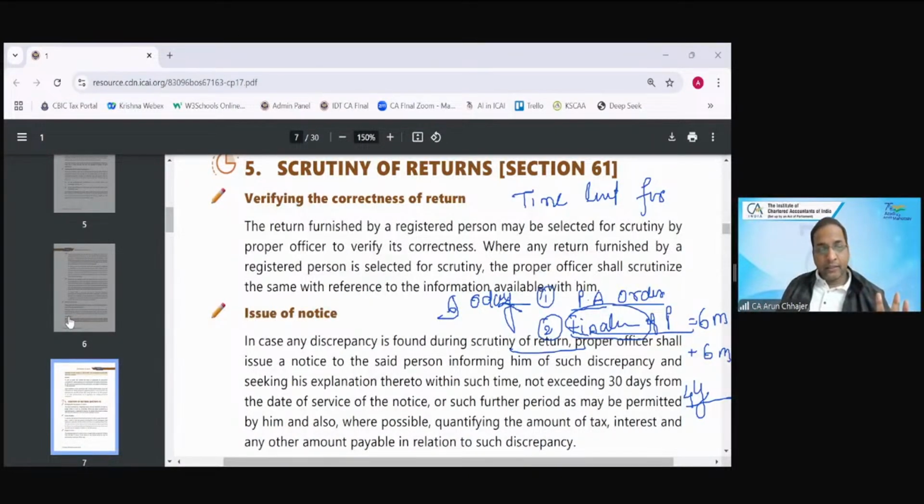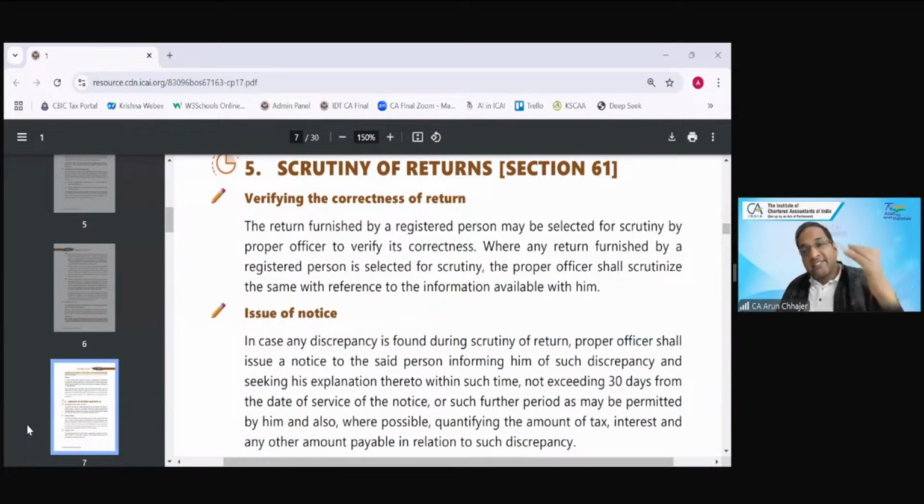Correct. So if the officer would like to extend by 6 more months, from which officer does he need to obtain permission? Who has the authority to extend by 6 more months? The answer is Joint Commissioner or Additional Commissioner.